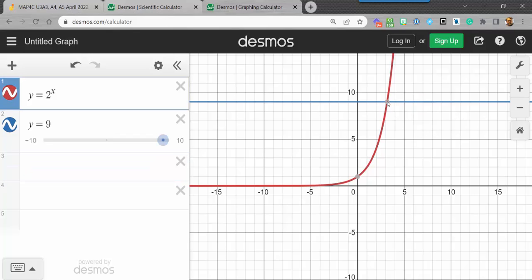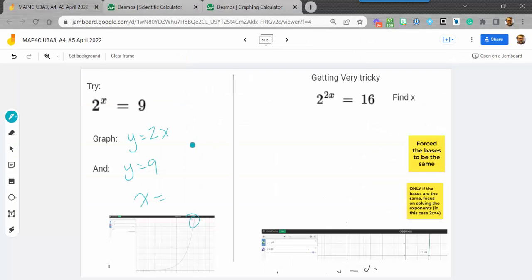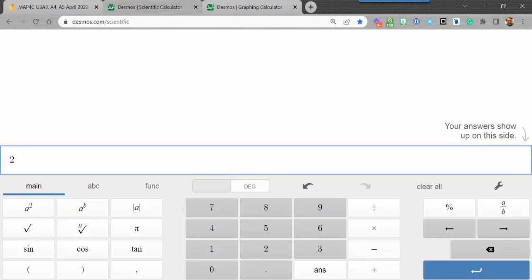So I'm going to click on where they intersect, and it happens at, oh, it's not quite as nice this time, 3.17. Okay, so the x value is 3.17. x equals 3.17. We could check. Here's my check at the top here. 2 to the 3.17, does that equal 9? Well, let me use my calculator. 2 to the 3.17, that's close enough to 9, 9.000, so that works really well.